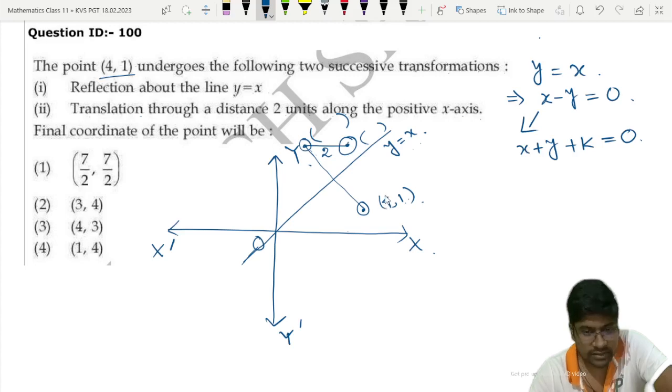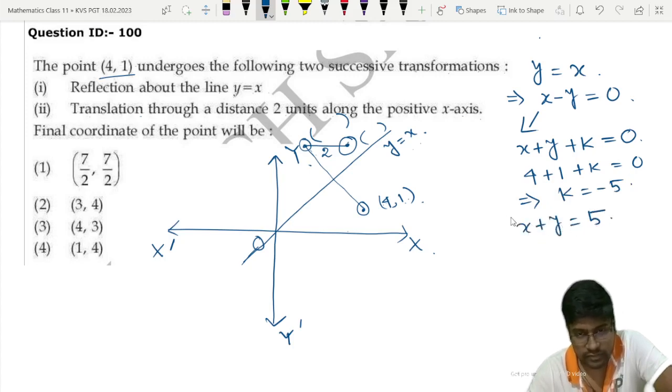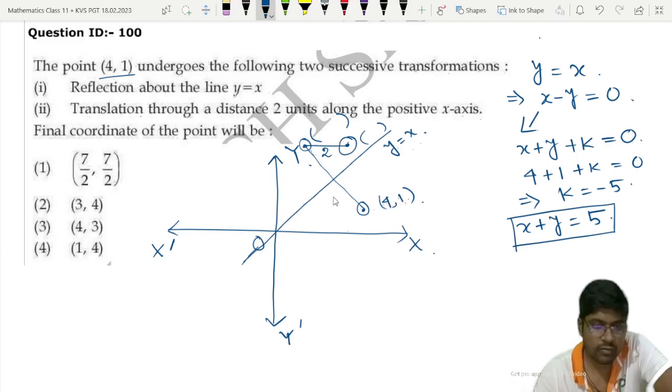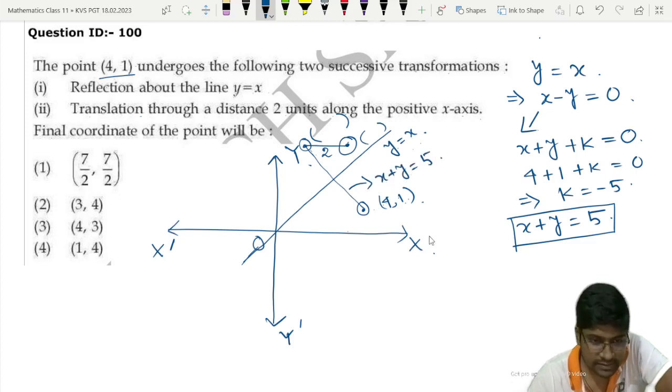Now this line will pass through (4, 1). So just put the value: 4 + 1 + k = 0. So that will imply k = -5. So finally we are getting the line x + y = 5. Okay, this is the equation of the line which is perpendicular to y = x and passes through (4, 1). So the equation of this line is x + y = 5.